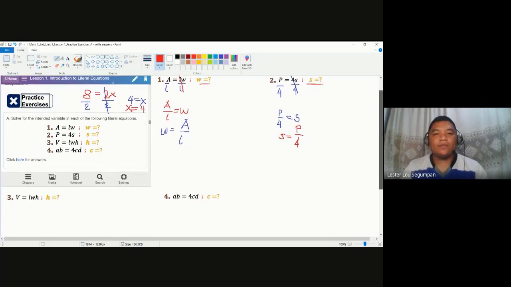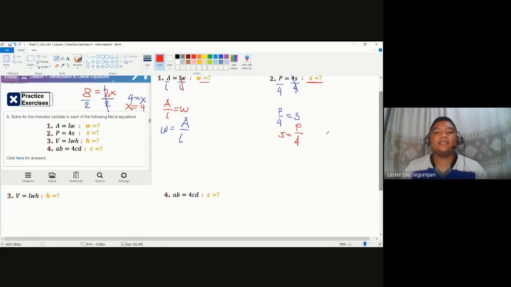For number 3, we'll just simply do the same process, even if we have here 3 variables on the right hand side of the equation. The right hand side of this literal equation is actually the formula for the volume of a rectangular prism. Volume is equal to the product of length, width, and height. There are many literal equations that are actually given already as formulas, but you can also make up your own literal equations, like what I did in number 4. This is a made up literal equation just to support a discussion for this practice exercise.